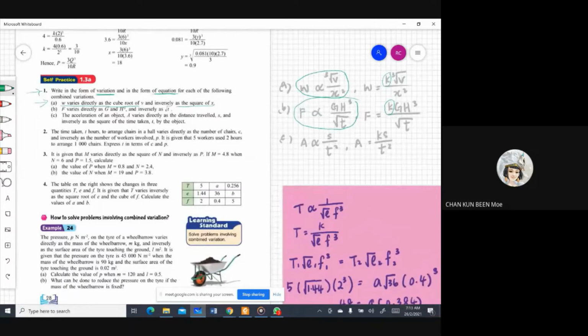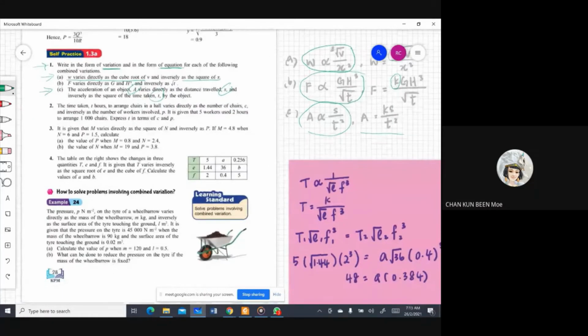For question C, the acceleration of an object A varies directly as the distance traveled S and inversely as the square of the time taken. So the square of the time taken is T squared by the object. So this is the answer. Then change it to the form of equation. A equal to Ks over T squared. This one. Okay. Then I ask you to do question number 4 also.